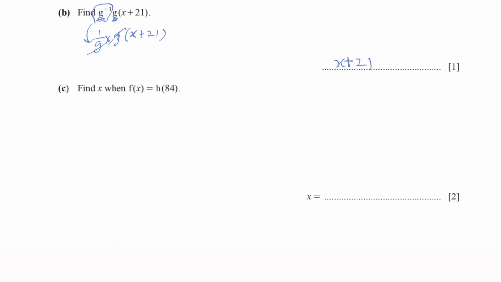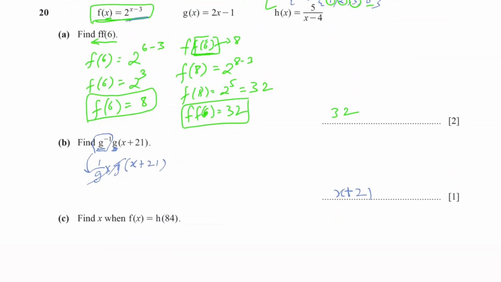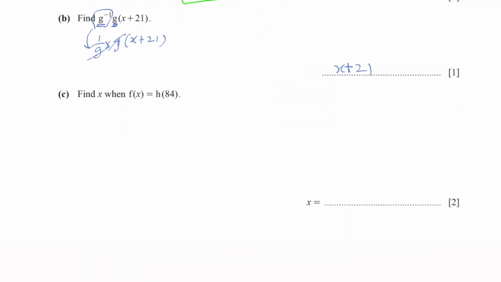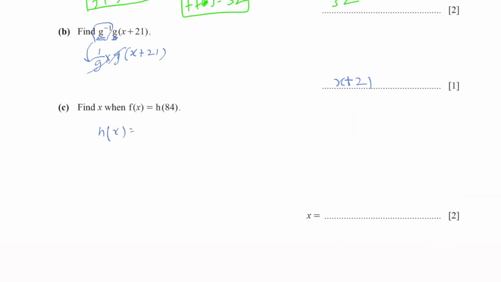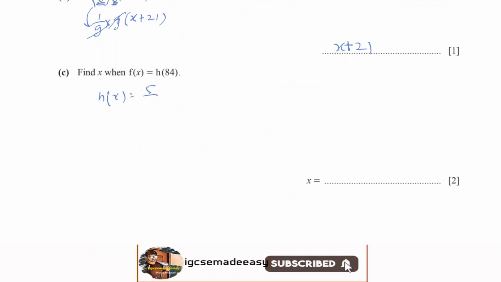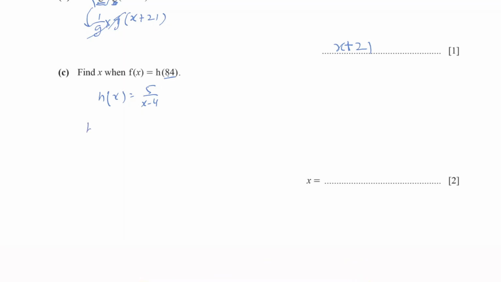Find x when f of x is h of 84. So f of x is already given, that is 2 raised to power x minus 3, and h of x is 5 by x minus 4. So h of x is equal to 5 by x minus 4, and if I put the value of x as 84, so h of 84 will be equal to what? 5 by 84 minus 4, right? Because the x value is 84.